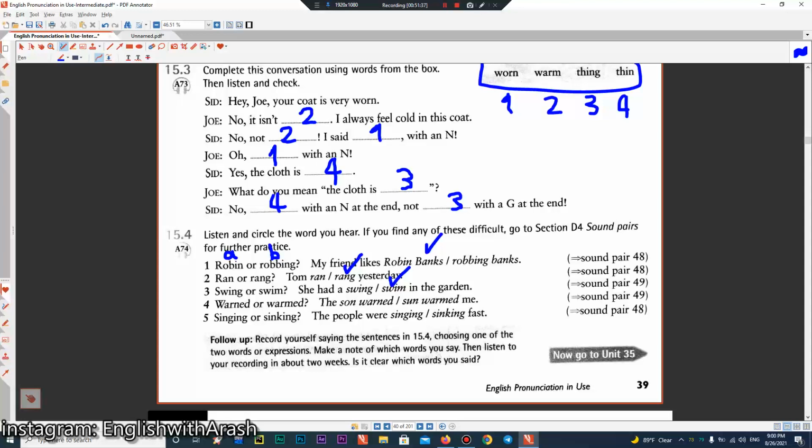So what do you think? Warned me or warmed me? Basically, if you want to say warmed, you have to say sun. S-U-N. So because it's not S-U-N, it has to be warned. Oh, sorry, we have S-U-N here too. But yes, listen again.